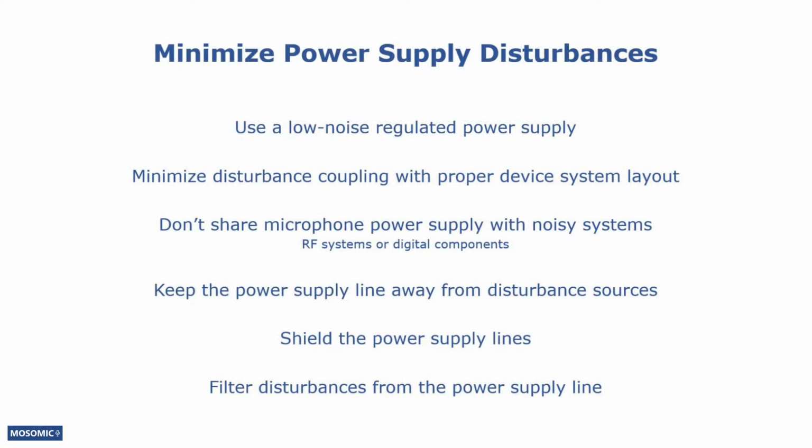It's also important to minimize disturbances in the power supply line of the microphone. To achieve this, a low noise regulated power supply is recommended. Also, the whole device system layout should be designed to minimize disturbance coupling to the power supply lines. The microphone power supply should not be shared with systems that may introduce disturbances in it, such as RF systems or digital components. The power supply line should be kept away from disturbance sources and shielded from disturbances when necessary. In addition to that, the line must naturally be filtered properly.